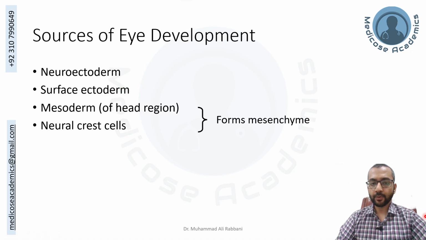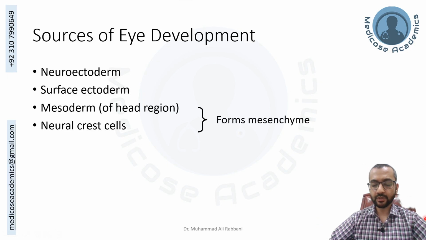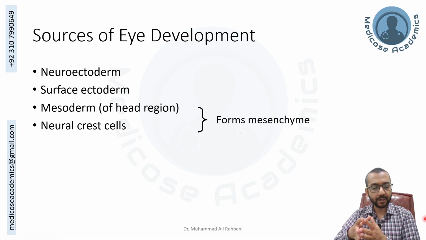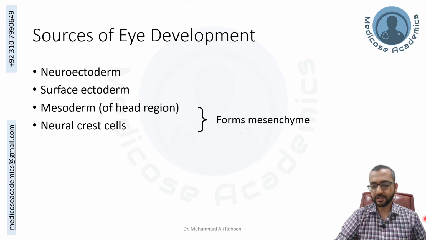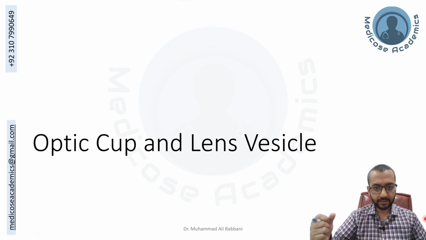So when we talk about the sources of the development of the eye, we will be talking about neuroectoderm, which is the neural tube; surface ectoderm, which is the skin; mesoderm and neural crest cells. These last two will make a jelly-like, undifferentiated mass of tissue called mesenchyme, and from that the other structures will be formed. So let us start our lecture from the beginning, that is, the development of the optic cup and optic vesicle.